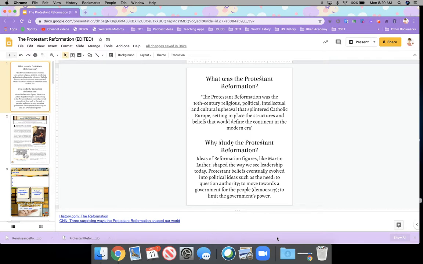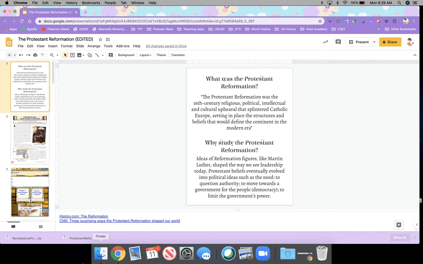And the reason why we're discussing this is because a lot of these Reformation figures, like Martin Luther, their ideas came to America under the ideas of freedom of thought, democracy, and a limited government. So these ideas that were brought about during the Reformation period affect us today in the way that our government is structured and the way we think about how leaders should rule.